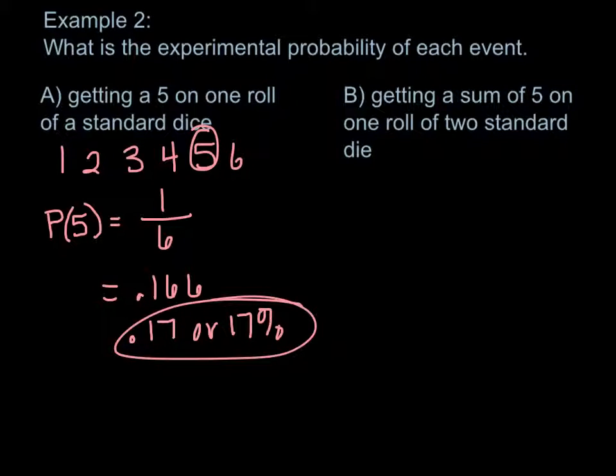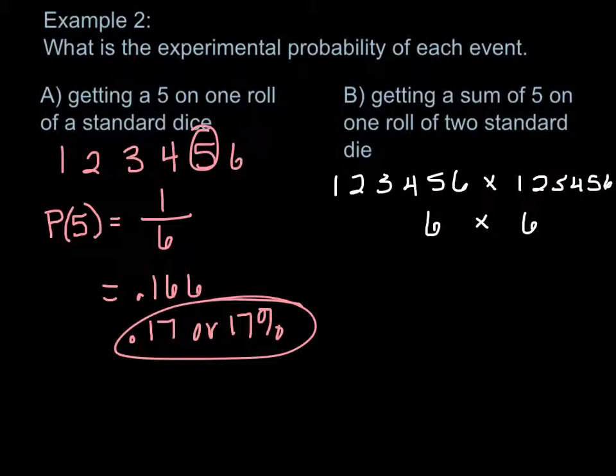The second problem, getting a sum of 5 on one roll with 2 standard die. So here's what we have. I have one die, which I could roll a 1, a 2, a 3, a 4, a 5, and a 6. So I have 6 different options if I roll one dice. Times the second dice, which is 1, 2, 3, 4, 5, and a 6. So I have 6 different options there.